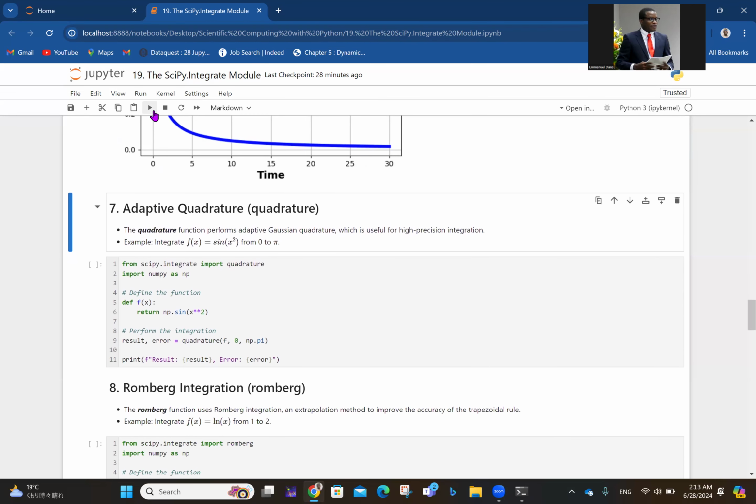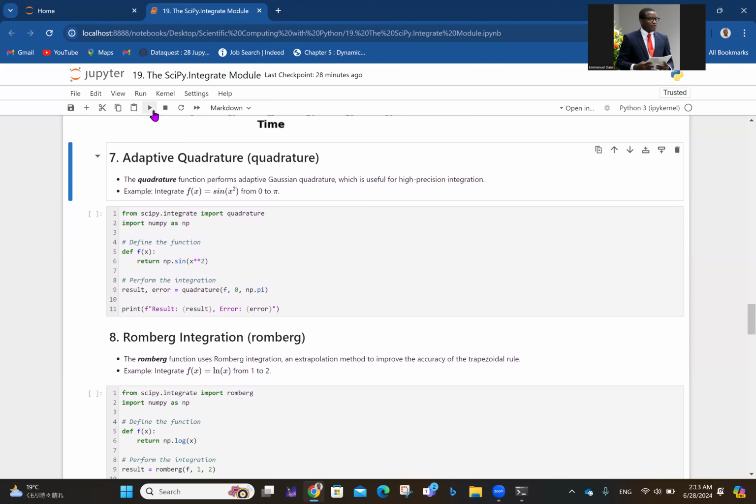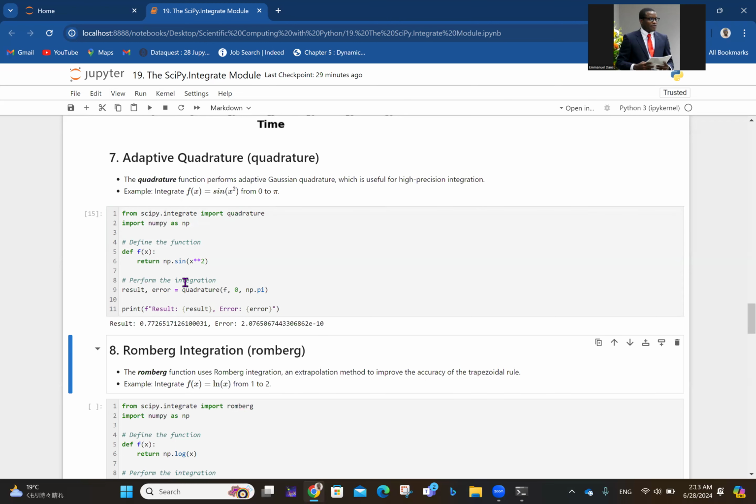So the 7th one is the adaptive quadrature. The quad function performs adaptive Gaussian quadrature, which is useful for high precision integration. So if you want to do high precision integration, you can come for adaptive quadrature, and the function to use is quad from the SciPy.integrate module. So here, import numpy as np, you define the function sin x squared, and then you get the result and the error, and you're integrating from 0 to pi in line 9, and then you print. So, you have the result and then you have that error.